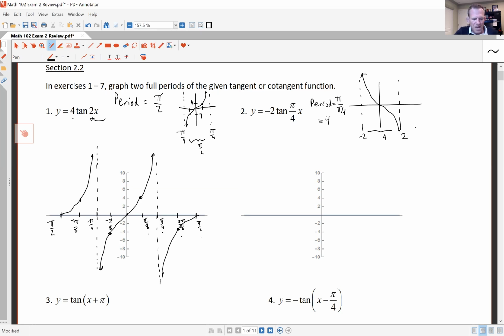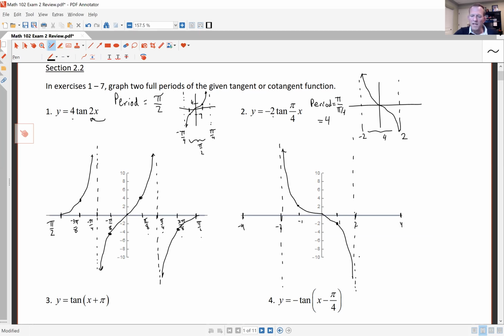So I'm going to start ticking this off. Negative 2, negative 4, 2, and 4. Here are my vertical asymptotes. And halfway between those, which is negative 1 and 1, this is where it gets up to the 2 or down to the negative 2. So we have that graph, and then the other part of that.